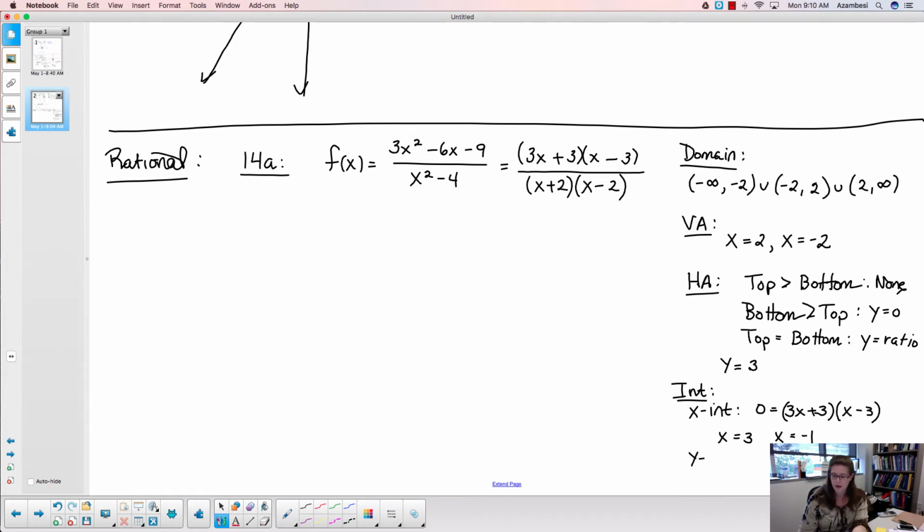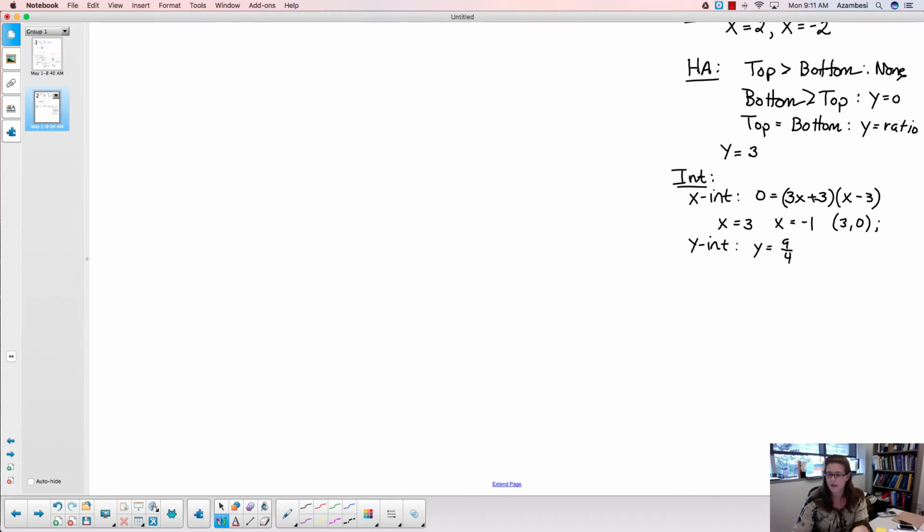For the y-intercept, if there is one, I plug in zeros for x, so I get y is equal to 9/4. Now, ordered pair-wise, this would be the points (3, 0), and, I'm way at the bottom. Let me move this up. So it would be the points (3, 0) and (-1, 0), and the other one would be the point (0, 9/4).